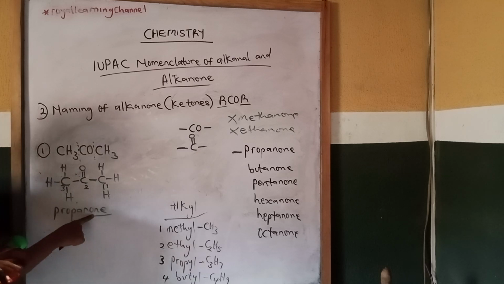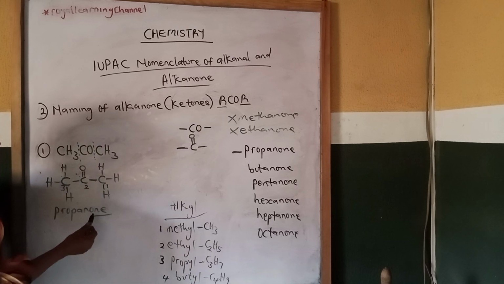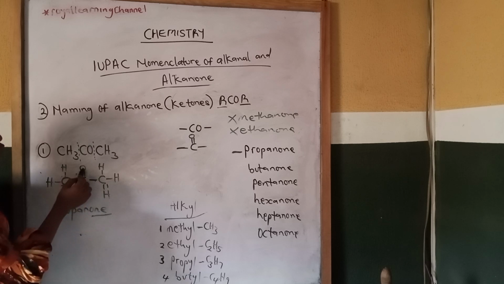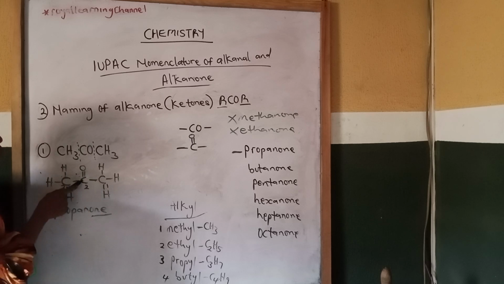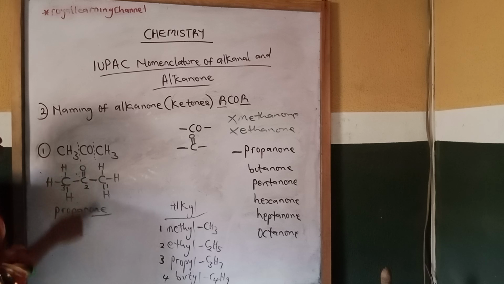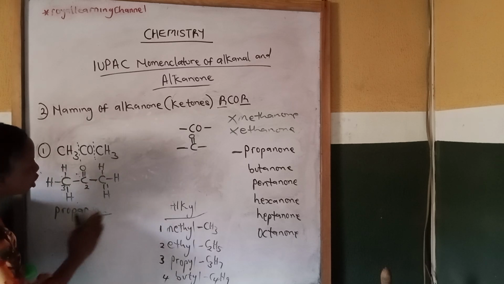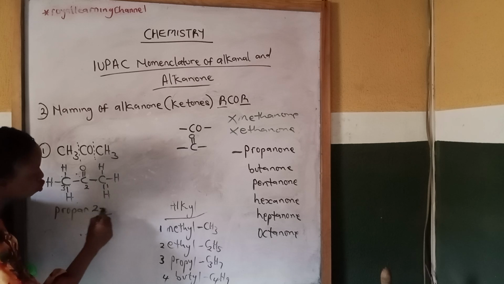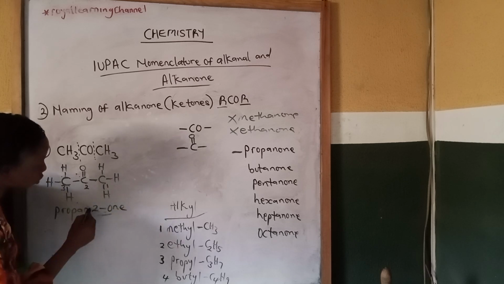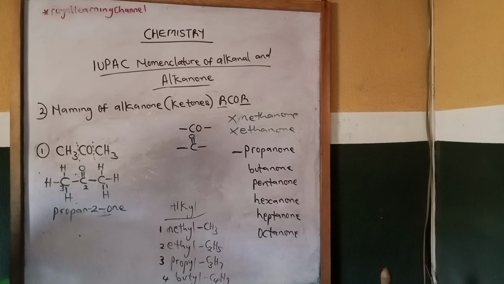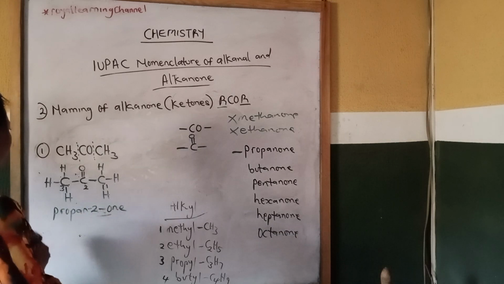But you have to name the position of this one. Your one is your CO. That is your functional group. The functional group of this alkanone is CO, which is your one. So name the position of this functional group. Your functional group is on the second carbon atom. So what will you call it? Propan-2-one. So this structure is called propan-2-one. So let's take another example.